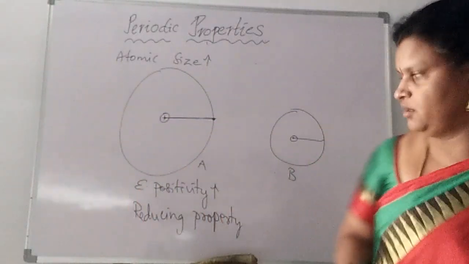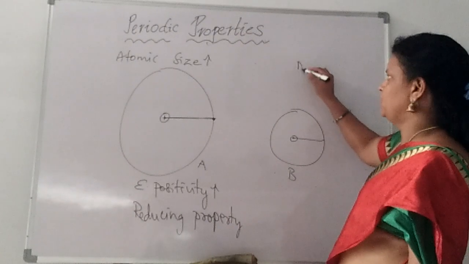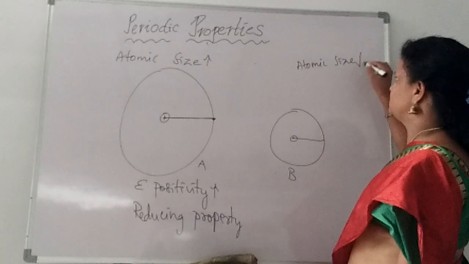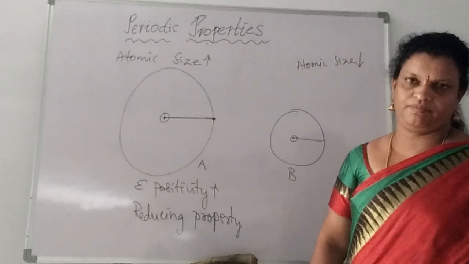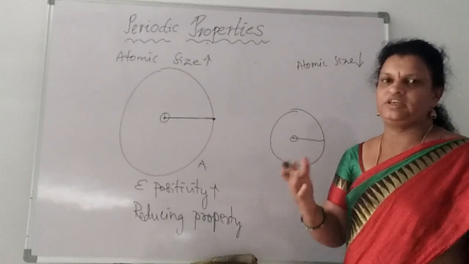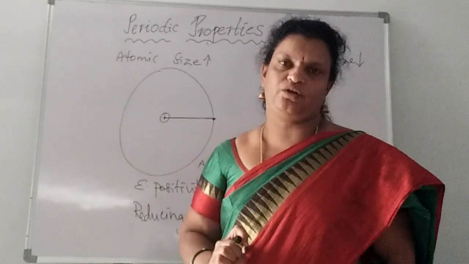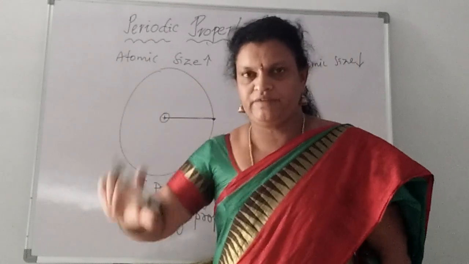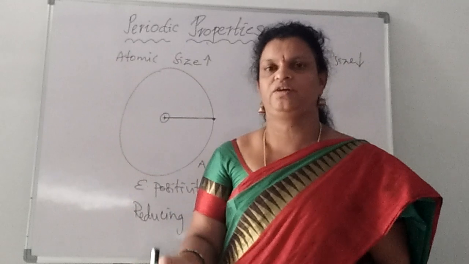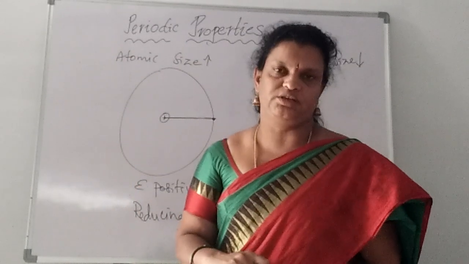Now coming to B. B is smaller compared with A, so the atomic size of B is less. As it is very small, it cannot lose the electron easily. Instead, it can attract the outer electron. If any electron is there outside of the outer shell, it has a tendency to attract that electron towards itself.